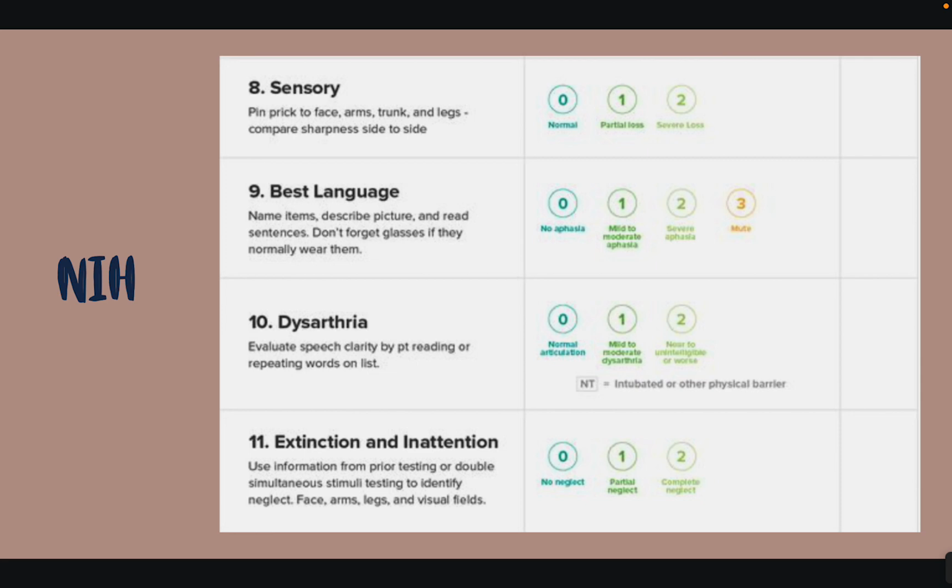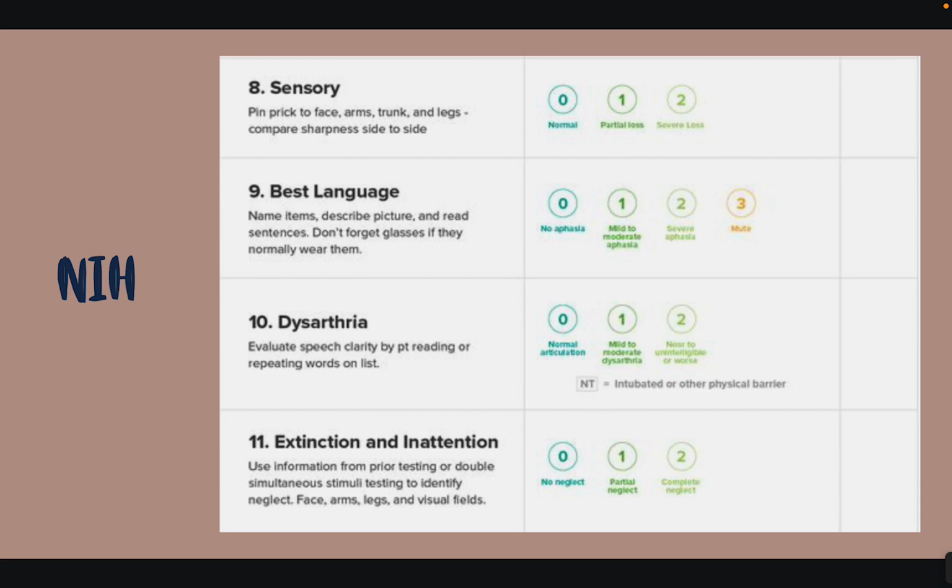Sometimes they won't feel anything. So you want to check if they could feel anything, and if they could feel one side more than the other. I like doing this with their eyes closed, because you know for a fact that if their eyes are closed, they will answer correctly if they're actually feeling it.